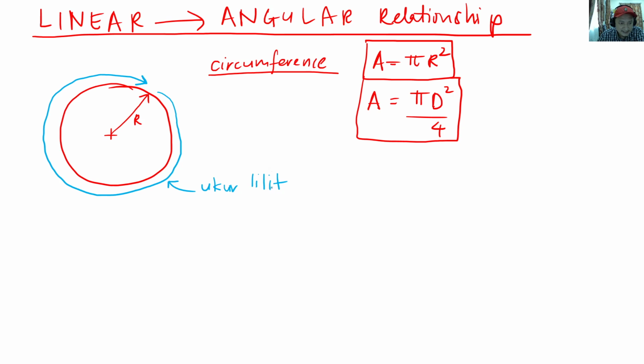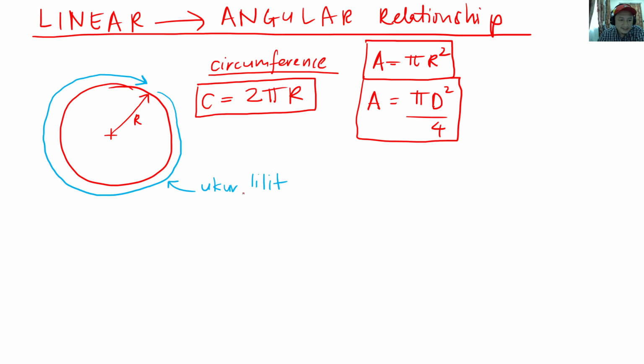So what is the circumference? Circumference of a circle is equal to, I don't even know what... let's give it a name, C. Good. Circumference is equal to 2 pi r. So circumference is 2 pi r.